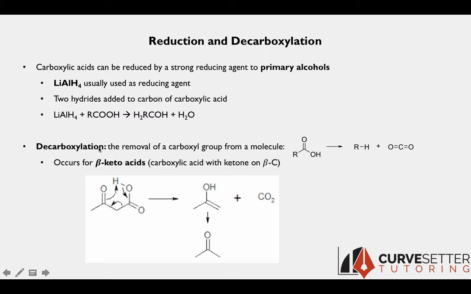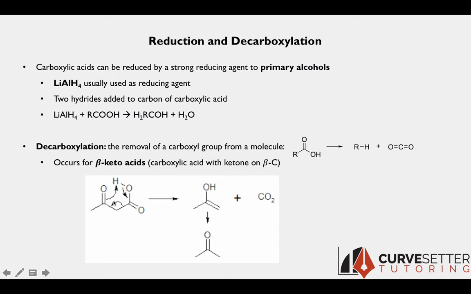Decarboxylation refers to the removal of a carboxyl group, which makes sense given the term decarboxylation. So here you see we're removing this carboxyl group as CO2. This decarboxylation as a reaction commonly occurs for beta-keto acids, which are carboxylic acids that have a ketone on the beta carbon. So remember, this is the alpha carbon of the carboxylic acid. This is the beta carbon. This is a beta-keto acid. And you'll commonly see that decarboxylation occurs for these guys.